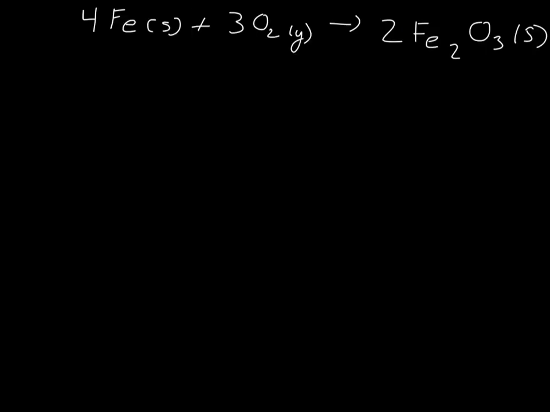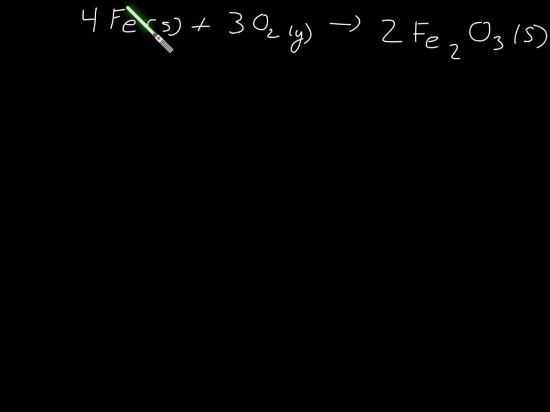All right, so let's take a look at this reaction. This is the reaction of iron with oxygen to yield iron 3 oxide. This reaction can be read in terms of moles. We can say 4 moles of iron reacts with 3 moles of oxygen to yield 2 moles of iron 3 oxide.